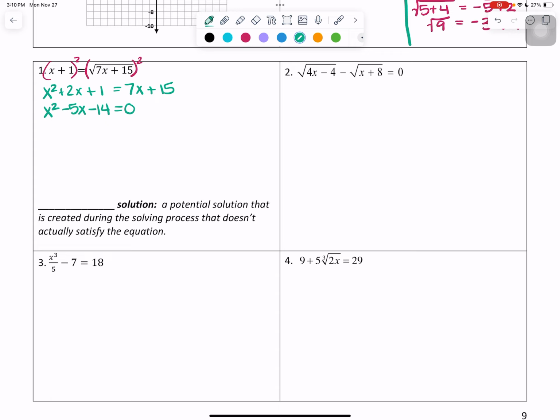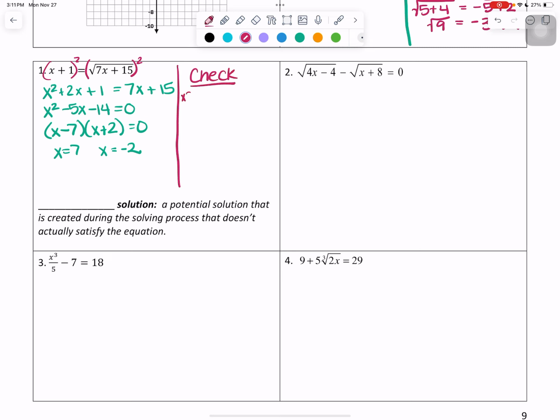And we factor. So what multiplies to negative 14 and adds up to 5? I'm going to say a negative 7 and a positive 2. If we set each of those equal to 0, we get x is a positive 7 and x is a negative 2. So here is where you either want to graph this side, the x plus 1, and graph this and see where they intersect, or plug it in and check.